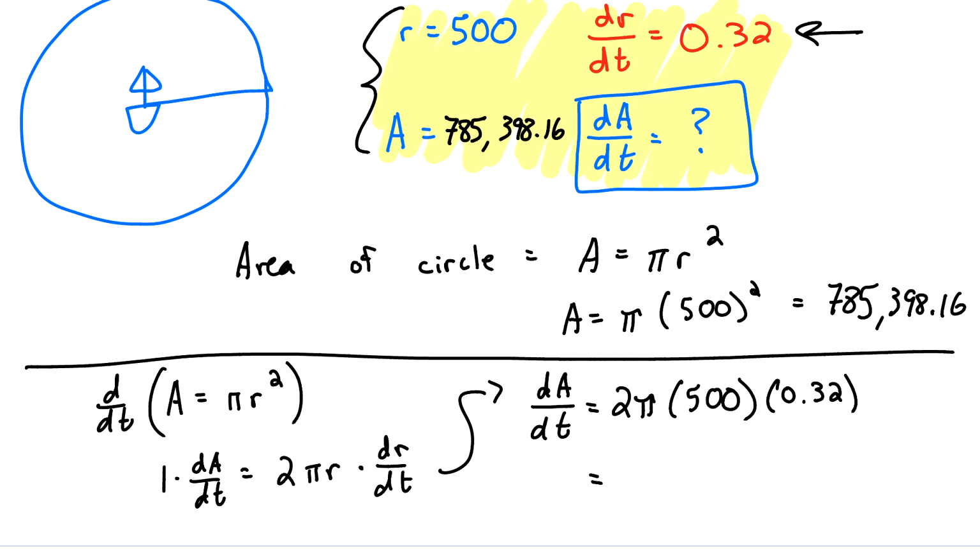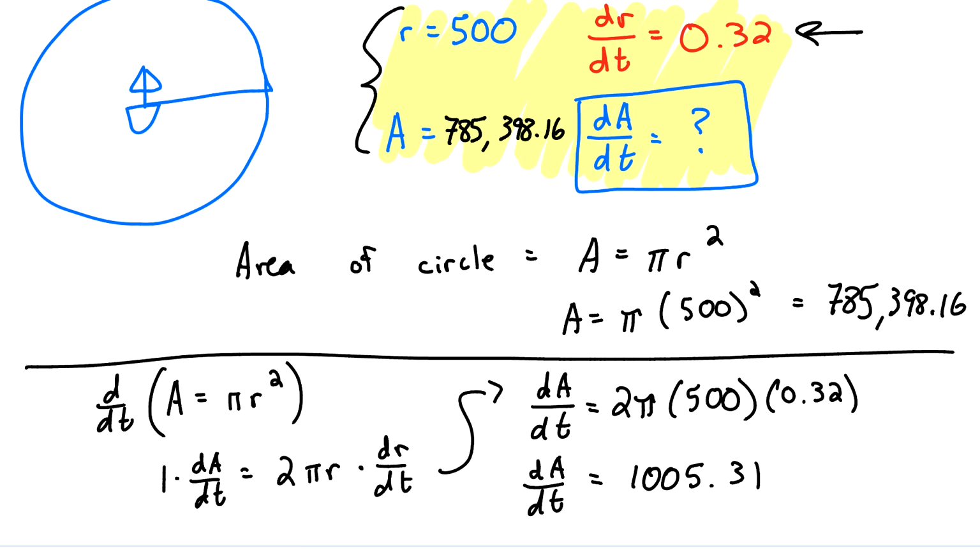And in this case, we don't really even need to do any algebra. We just need to multiply out that right-hand side. So 2 times pi times 500 times 0.32, I end up with dA over dt is equal to 1005.31 if I round to 2 decimal places. So this is the derivative of area with respect to time. I can look at it first of all and say that is a positive number, which means that the area of this spill is increasing. And that makes sense. If the radius is increasing, then the area of the circle also has to increase.